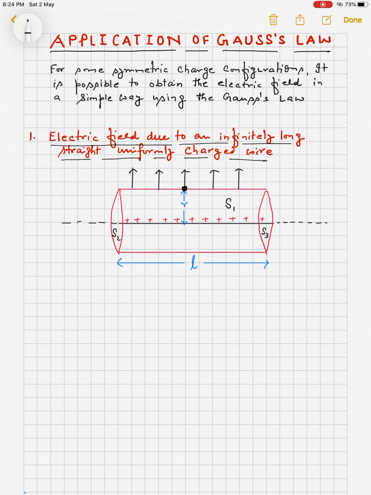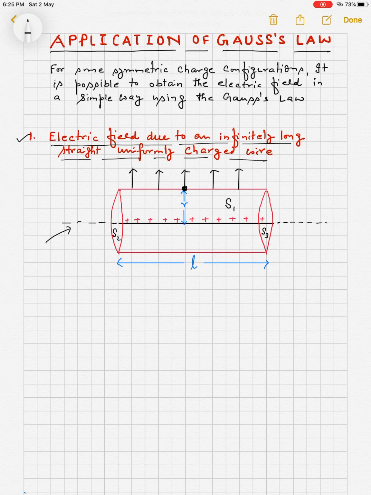Application of Gauss's law. The Gauss law can be applied in case of symmetrical charge configuration. So it is possible to obtain electric field in a simple way using the Gauss's law. The first application is the electric field due to an infinitely long straight uniformly charged wire. Here is a charged wire on which the charge is uniformly distributed having linear charge density lambda.